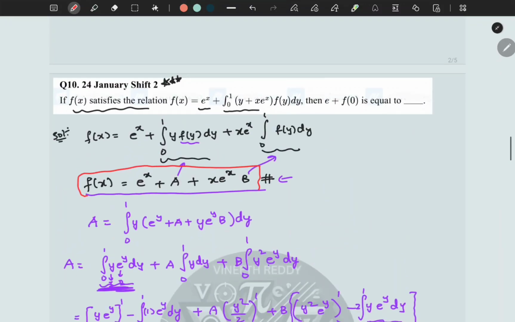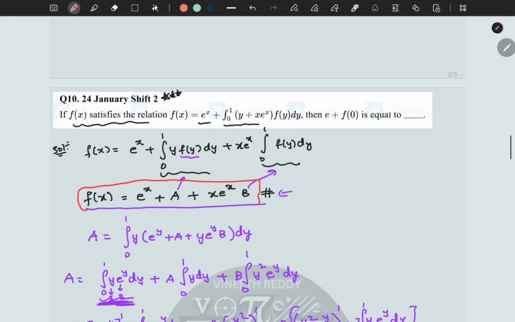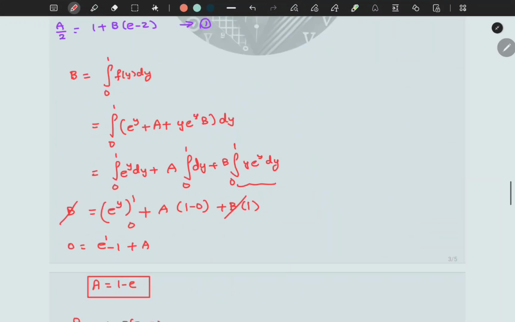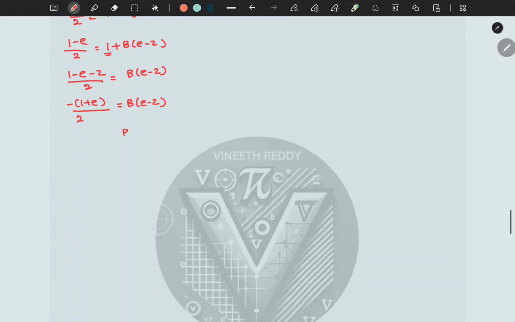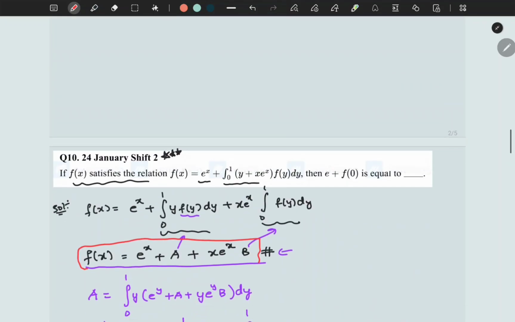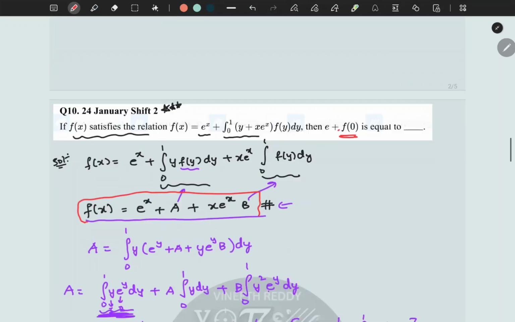So what are they asking in the question? I think they are asking us to find the value of e plus f of 0, right? So fine. We have the value of b as negative of (e plus 1) divided by 2 times (e minus 2). So this is the value of b, and then we have the value of a as 1 minus e, right? Now they are asking us to find the value of e plus f of 0.